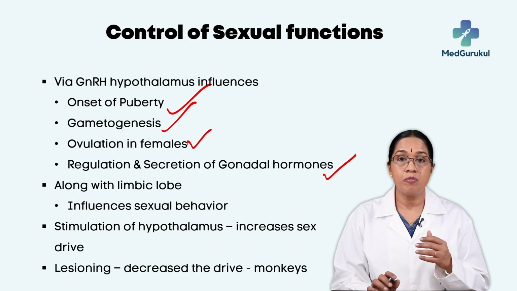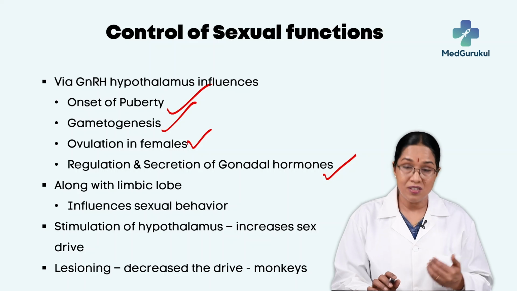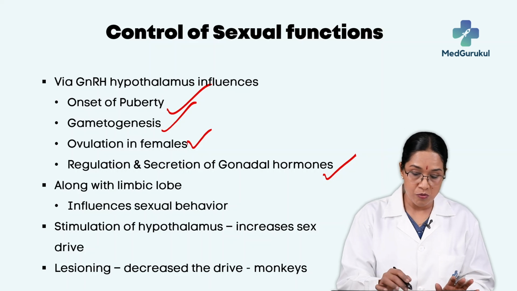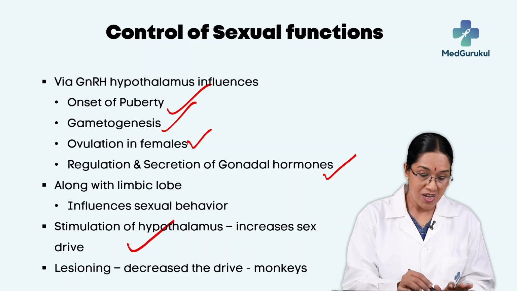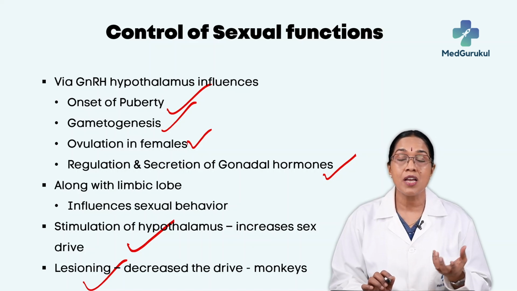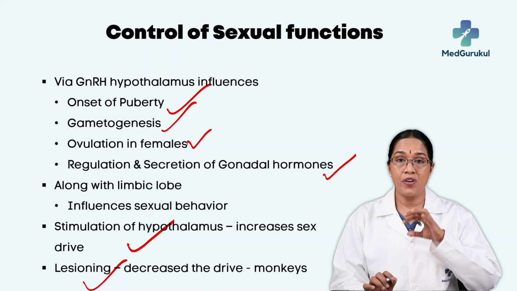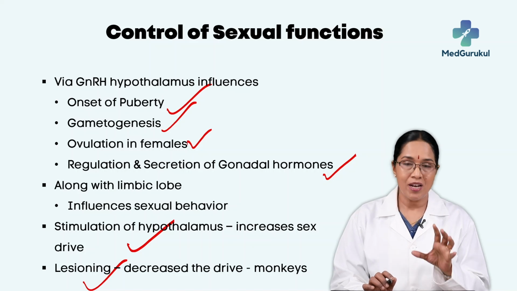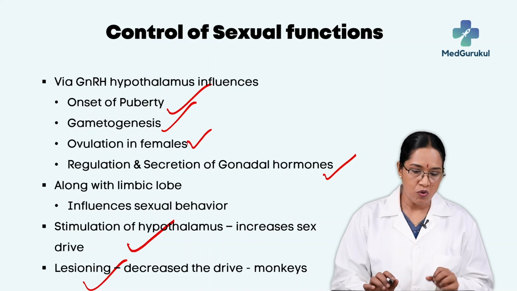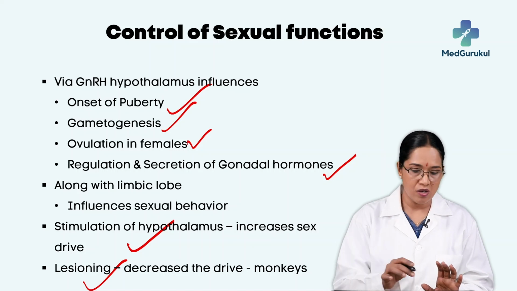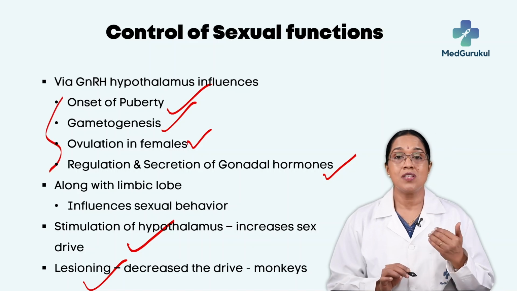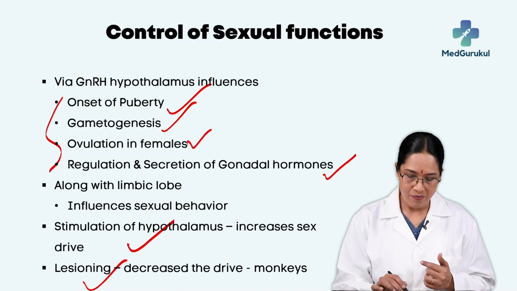Now, whenever the hypothalamus is stimulated, there is an increase in the sex drive, and whenever there is a lesion of the hypothalamus, in all these experiments, both stimulation and lesion of the hypothalamus, it was observed in the experimental setup that the sexual drive of the monkeys was increased and also reduced, which confirmed that the hypothalamus along with the limbic system controls the different sexual behavior of an individual, and it's via the gonadotropin releasing hormone. All these four aspects of the sexual behavior or the sexual function are regulated by the hypothalamus.